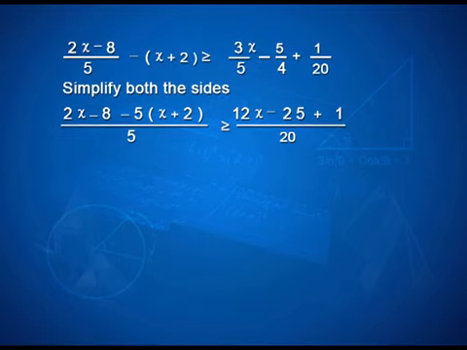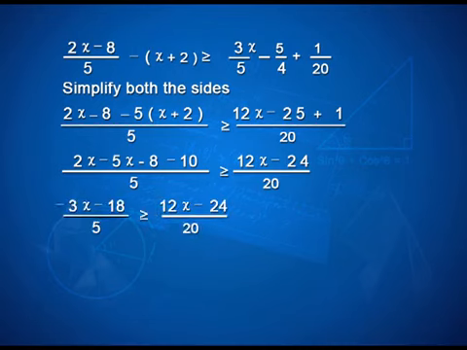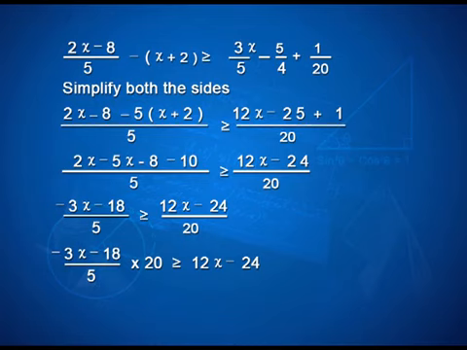The left hand side becomes 2x minus 5x minus 8 minus 10 by 5, and the right hand side becomes 12x minus 24 by 20. Therefore, simplifying to minus 3x minus 18 upon 5 is greater than or equal to 12x minus 24 by 20. Taking 20 on the left hand side, because it is a positive number, gives us minus 3x minus 18 upon 5 multiplied by 20 is greater than or equal to 12x minus 24.